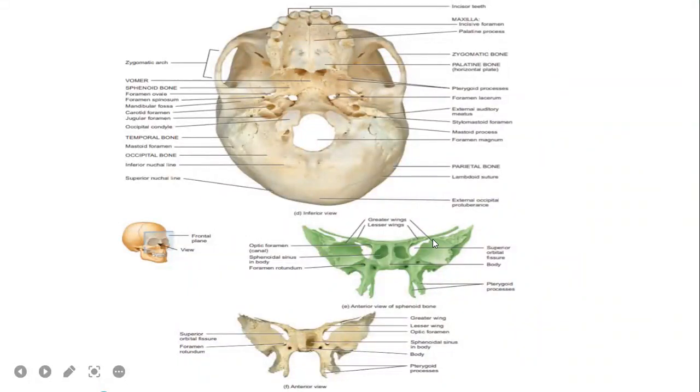So this is the bone itself, which is the sphenoid bone, and this is the anterior view. We have those structures, including the body of the sphenoid. We have the greater wing and the lesser wing, which is right there, and also the pterygoid process of the plate. And we have other structures, including the superior orbital fissure, which is right there. We also have the sphenoidal sinus within the body, the foramen rotundum, and the optic foramen or canal. This is the same bone as this.